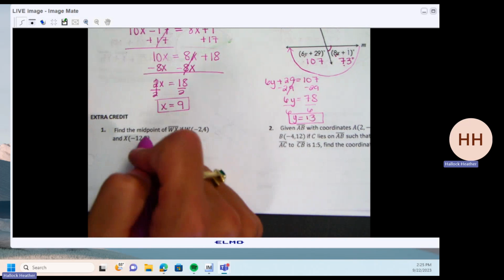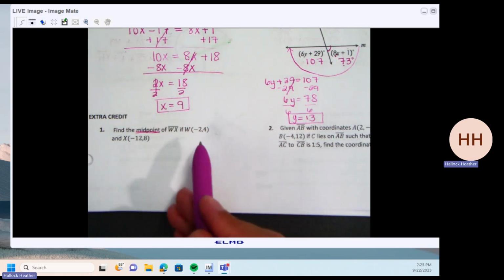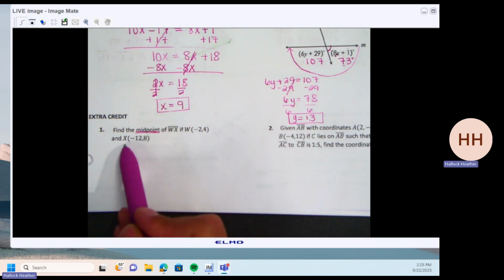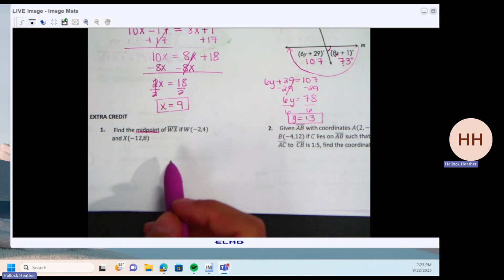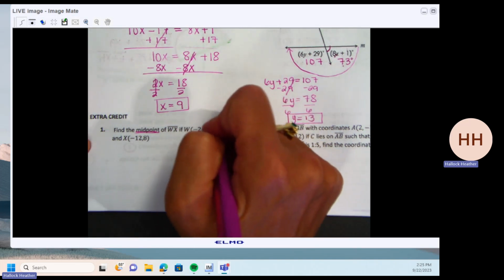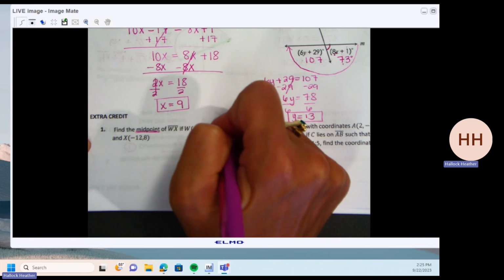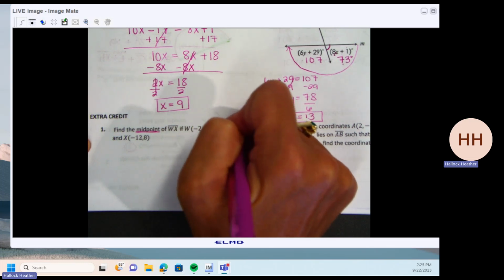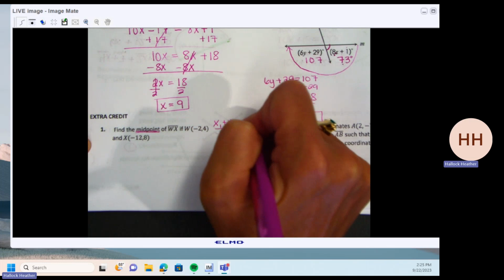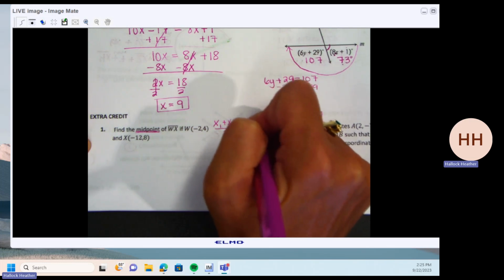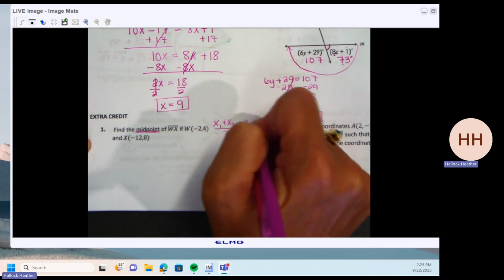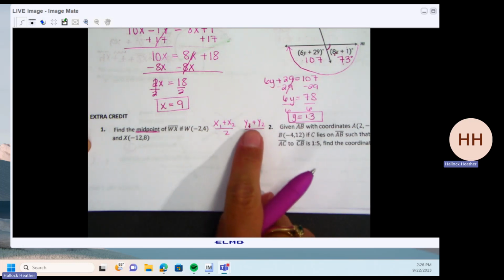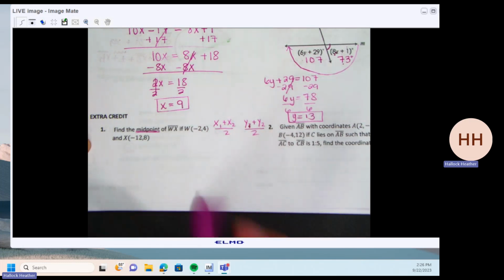The midpoint is the middle of these coordinate points. So the midpoint formula is on your reference sheet. Your reference sheet says that you're adding your x's, x1 plus x2, divided by 2, and you're taking your y's, adding them together, y1 plus y2, divided by 2. It doesn't matter which order they go in. You can do y2 plus y1 because you're adding. It doesn't make a difference.